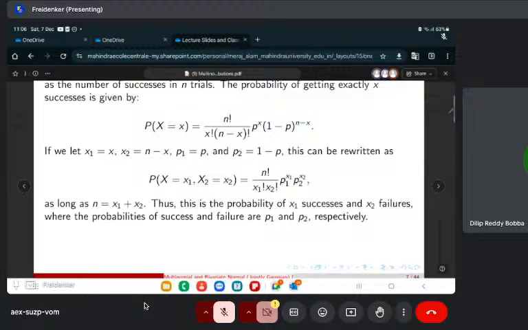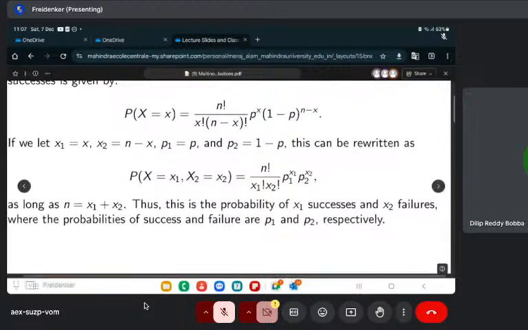So if I open the nCk or nCx, whatever, it will look like this. Binomial will look like this. n factorial by x1 factorial, x2 factorial into p1 power x1, p2 power x2, where p1 is the success and p2 is the failure. And x2 is nothing but n minus x1. The only thing that's changing here is x1.